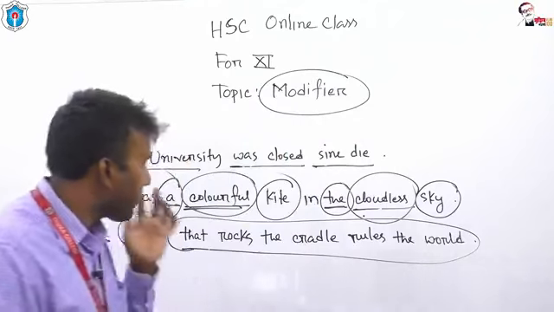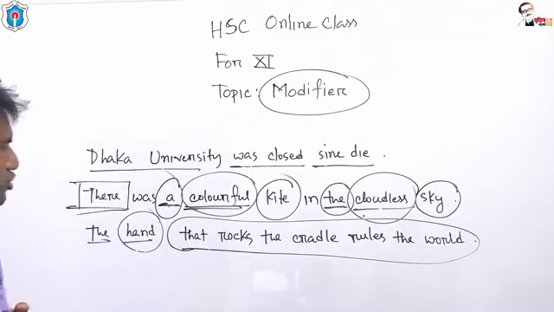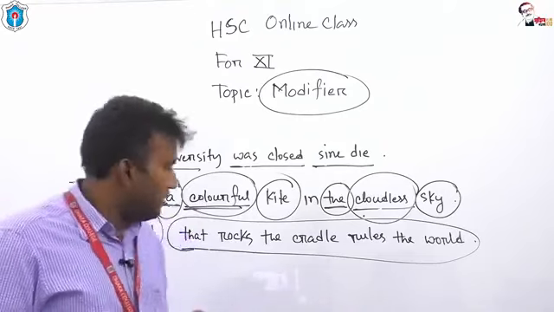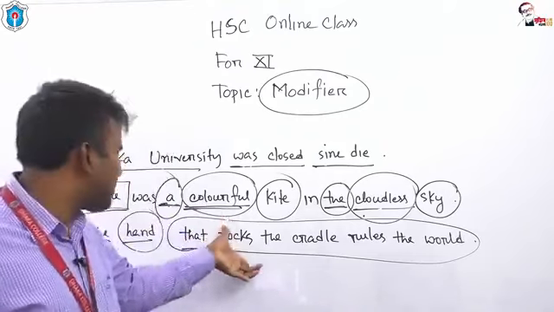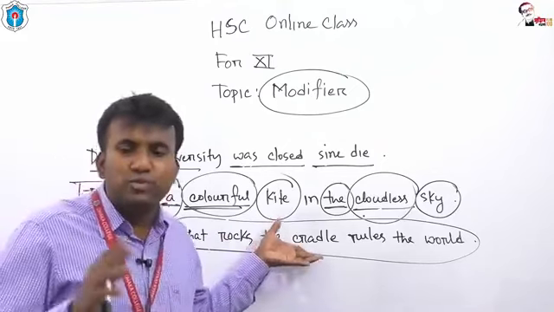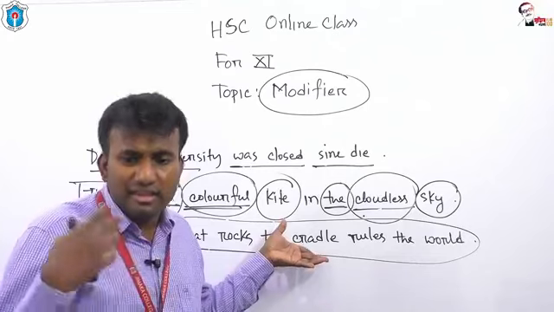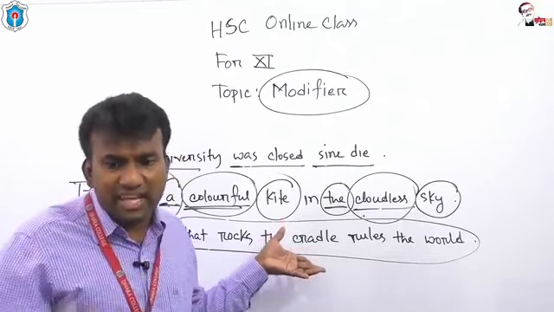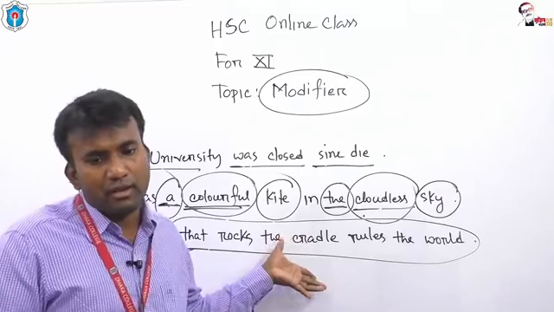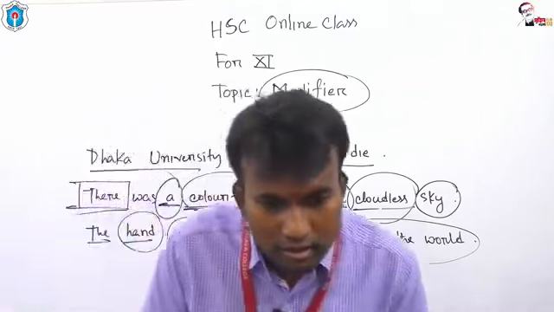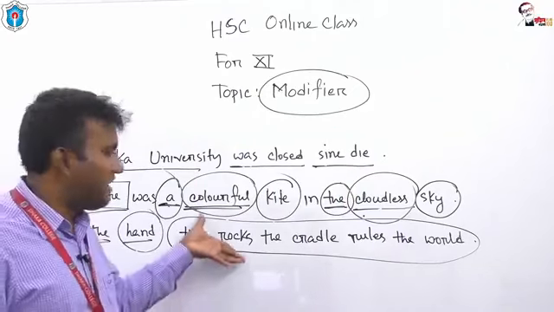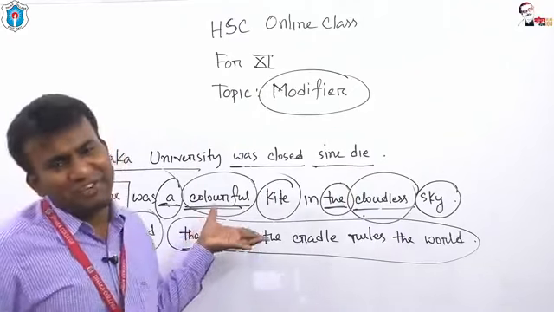Is it clear to you, my dear students? This is an adjective clause because this clause modifies a noun, and a noun or pronoun. This clause is working as an adjective. That's why we can say it's an adjective clause. Now, my dear students, this clause has become a modifier.